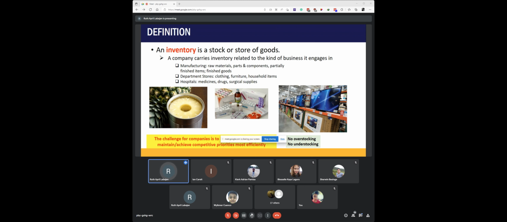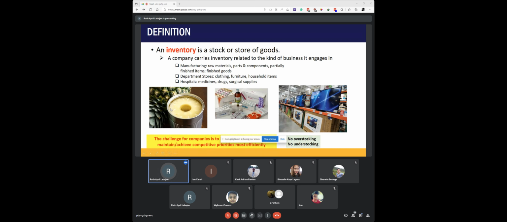So regardless of the business, whether you are a company that engages in goods production or service production, each company has its own unique set of inventories. So what do I mean by that? Depending on the kind of business that a company is engaged in, that company will carry certain inventories related to their business. So for instance, in a manufacturing company, typically that company would carry raw materials, either parts and components, especially if they are into assembly, mga partially finished items, and then the finished goods.